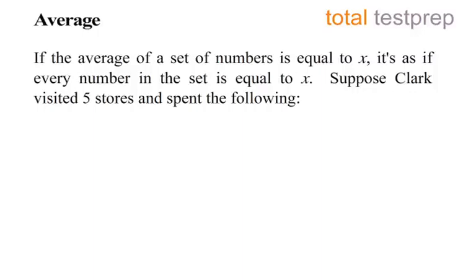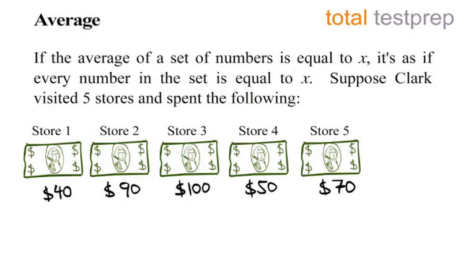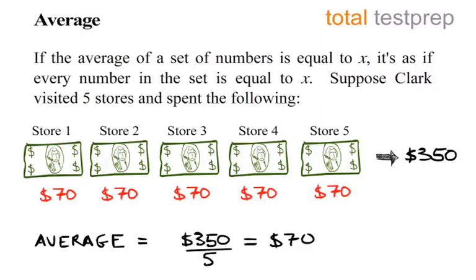Let's take a look at this question. If the average of a set of numbers is equal to x, it's as if every number in the set is equal to x. Suppose Clark visited 5 stores and spent the following. He spent $40 in store 1, $90 in store 2, $100 in store 3, $50 in store 4, and $70 in store 5. Clark spent a total of $350 in these 5 stores. The average amount that Clark spent is 70 because 350 divided by 5 is equal to 70. However, this is the same as if Clark had spent $70 in each of the stores.